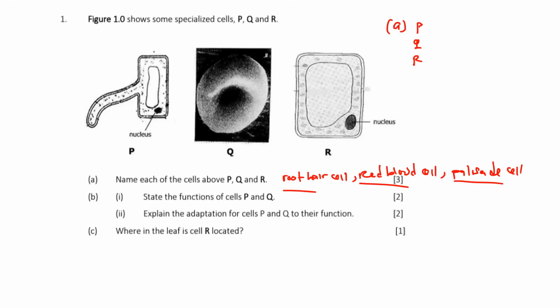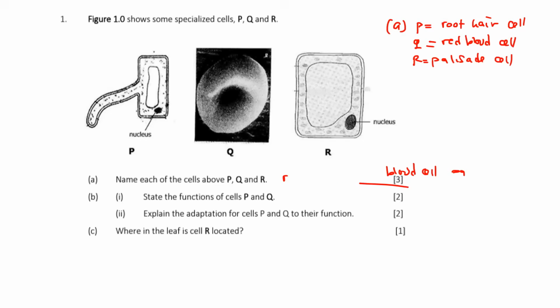But here they are named P, Q, and R. So if we are to write, make sure that you indicate that this is P. So P is the root hair cell. Then Q is the red blood cell. Then R is the parasite cell. Okay? Parasite cell, which is a typical plant cell. I guess I've guided on that part. You don't have to give the examiners substandard answers. You need to also, in terms of how you present the answers, I think matters.